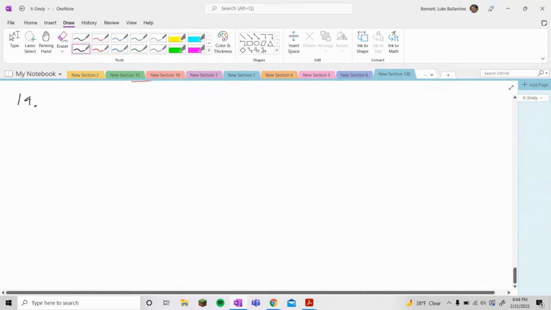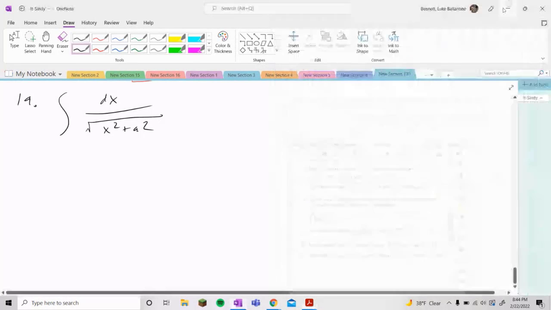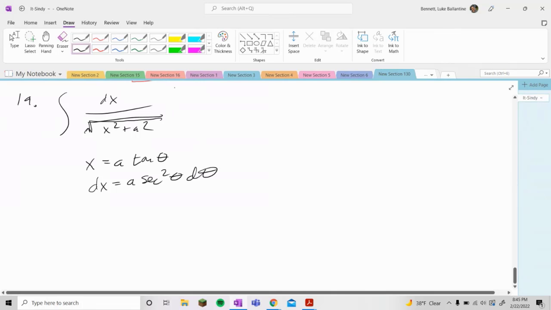Okay, we got the integral of dx over the square root of x squared plus a squared. So this would be trig sub, obviously, right? It's a square root, and then we have one of the three forms. So x is equal to a tangent theta is our form. So I'm going to calculate dx, which is a secant squared theta d theta. So this turns into a secant squared theta d theta over a squared tangent squared theta plus 1.